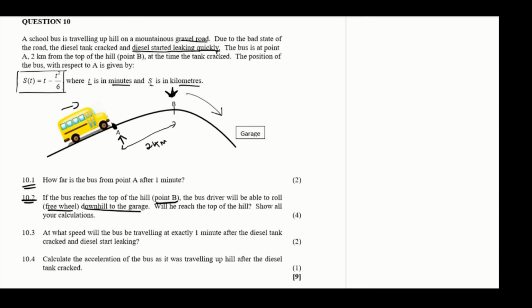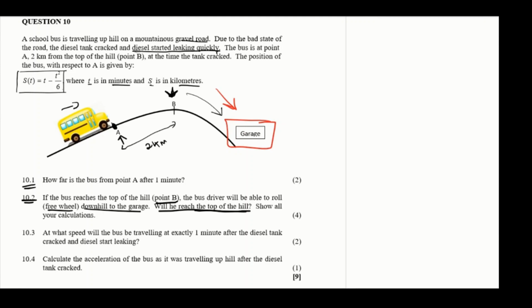So will he reach the top of the hill? That's the question. We want to know if he'll be able to reach the top of the hill. If he reaches the top of the hill, then he'll be able to arrive at the garage, because the car will just roll without the use of the diesel, right? So we want to know whether the driver will be able to reach point B.